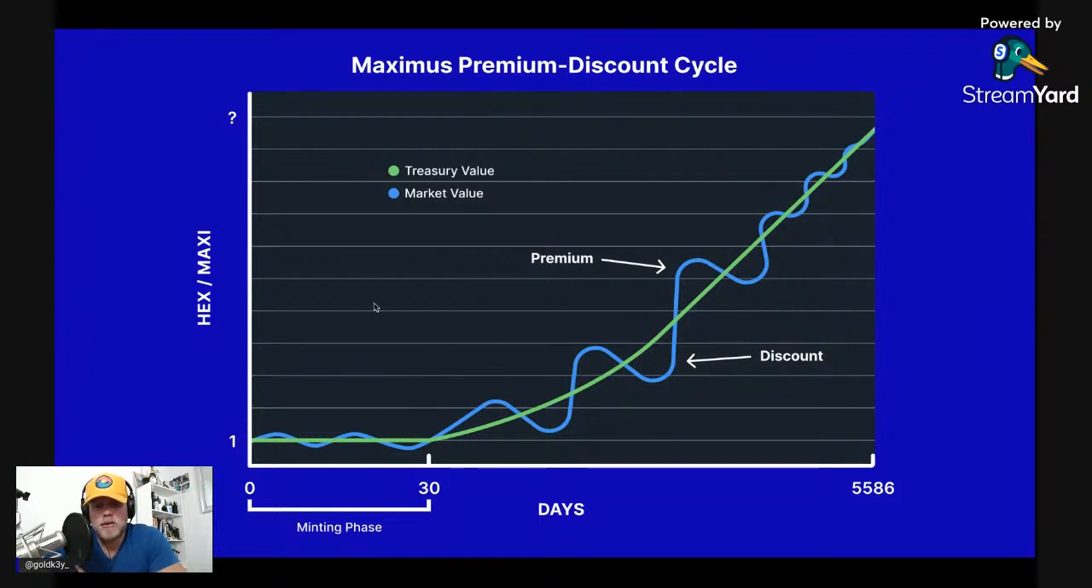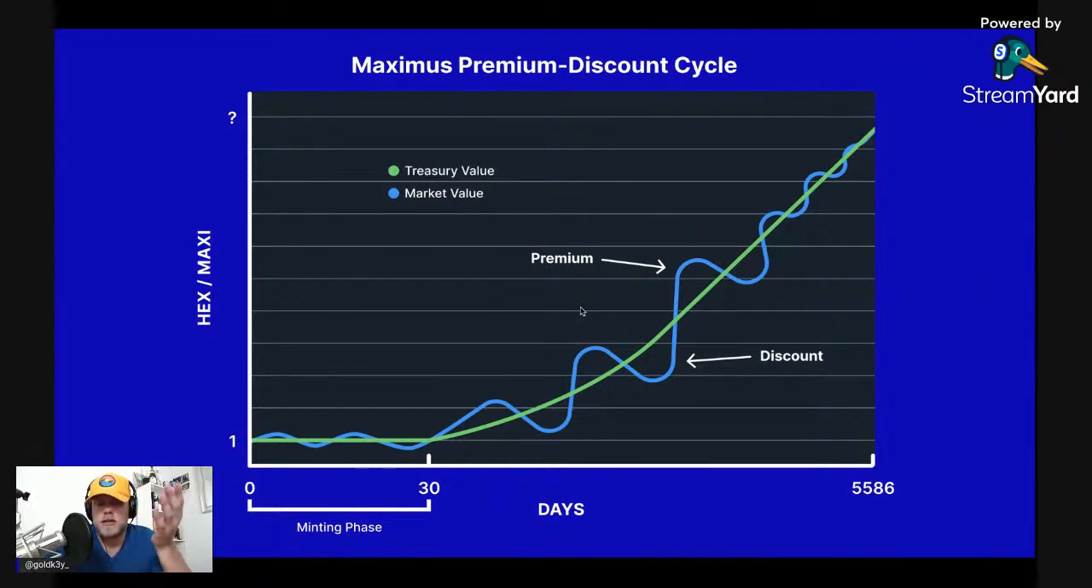With the market value, so the minute you mint Maxi, a liquidity pool could be created. We don't know if it will be, but during this 1-to-1 phase, there might be a liquidity pool, might not. Once the stake is active, we think that the market value will likely trend around that treasury value.